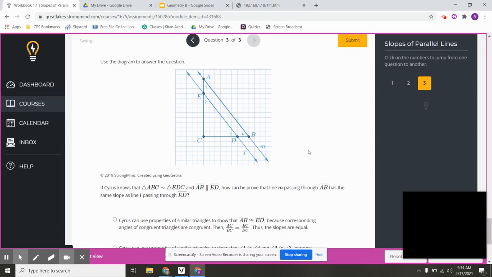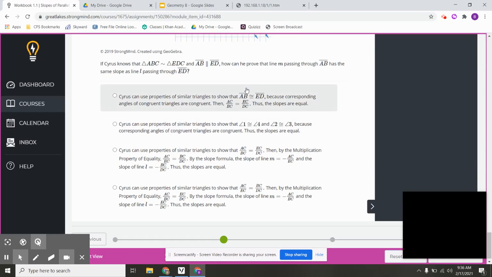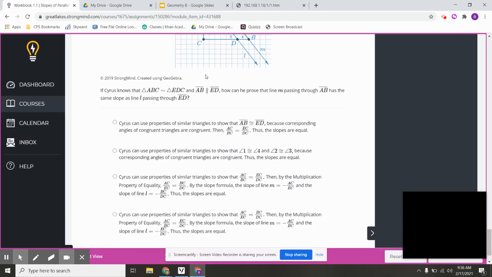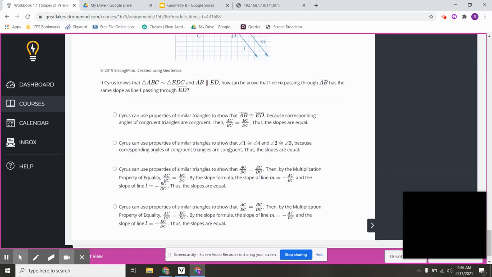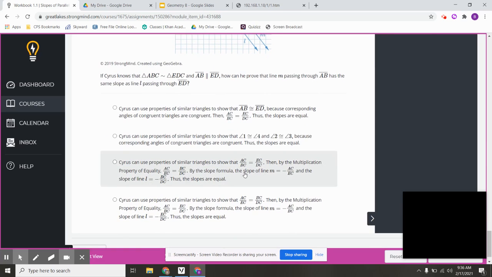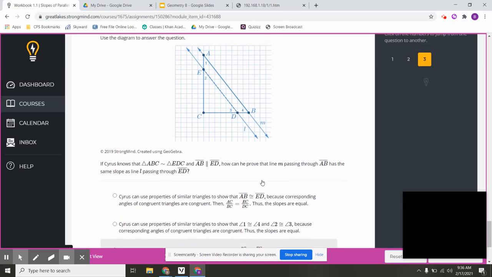Next question asks, so we are looking for the one that talks about the slopes of line M. Look at the picture. We have line L and line M. So the ones that talk about the slopes, we have the slopes and slopes are those bottom 2 on mine. Yours will probably be mixed up.